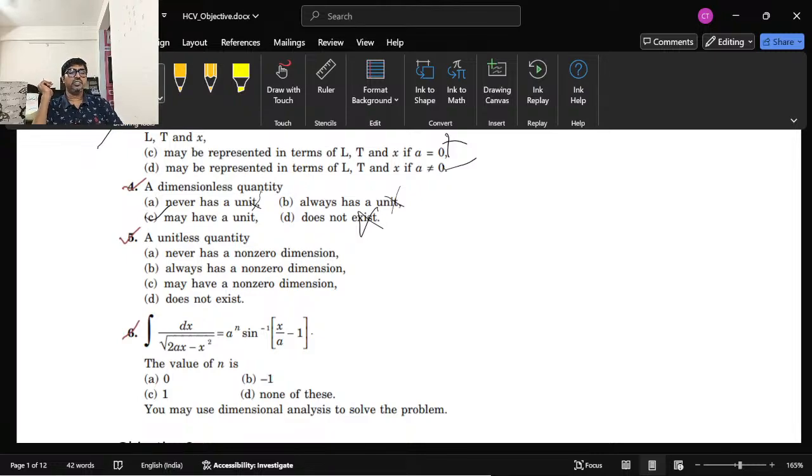Then the fifth question, unitless quantity. Now he is going in reverse. The fourth question was about a dimensionless quantity; now he is asking about a unitless quantity. A physical quantity which has got no units will be only a ratio, that's all. No other possibility.